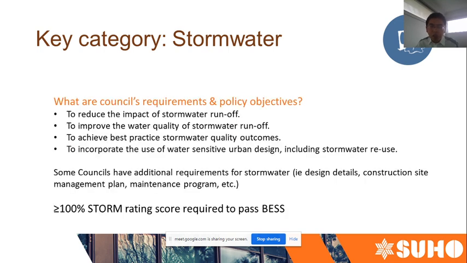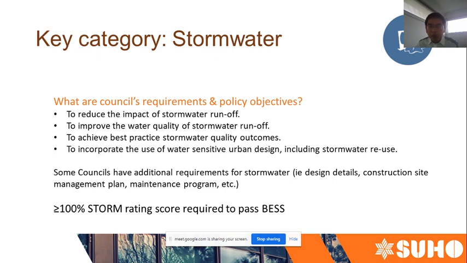So first question, what are Council's requirements here? It aims to reduce the impact of stormwater runoff, also improve the water quality, and achieve best practice stormwater quality outcomes. It will incorporate the use of water-sensitive urban design and also stormwater reuse.